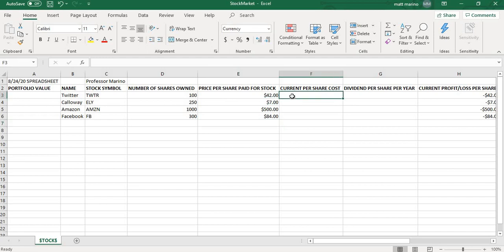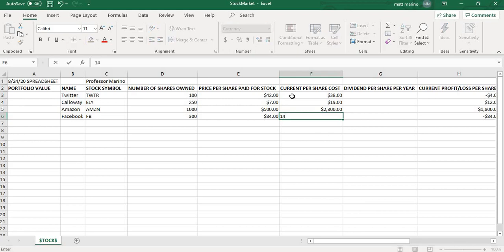The current per share cost you should look up online using finance.yahoo. Here, for our purposes, I will specifically make up the specific current per share cost. So let's do $38 for Twitter, $19 for Callaway, $2,300 for Amazon, and $146 for Facebook.